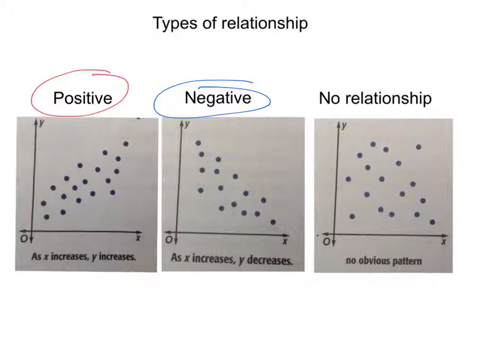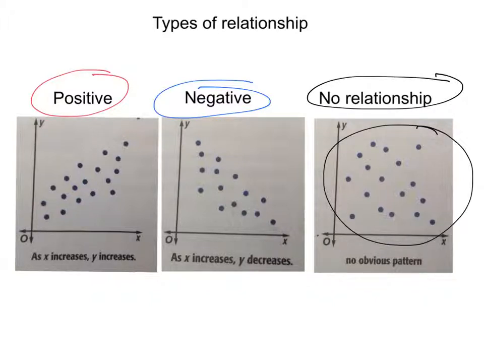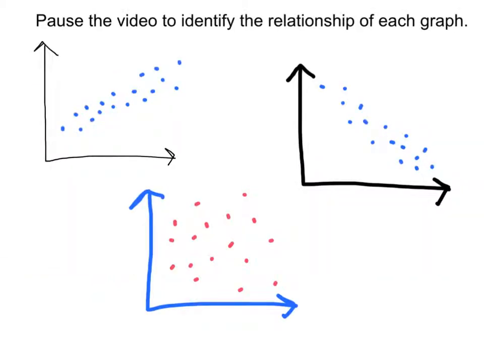And then the last one is no relationship, and this is where the points are just scattered all over the page. We don't see a distinct line going up or down like we did in positive or negative. Pause the video to identify the relationship of each graph.